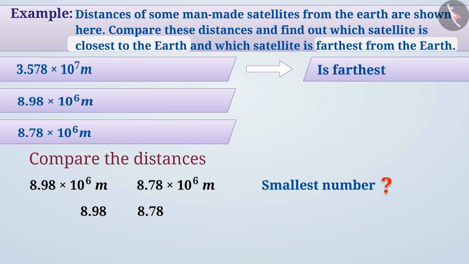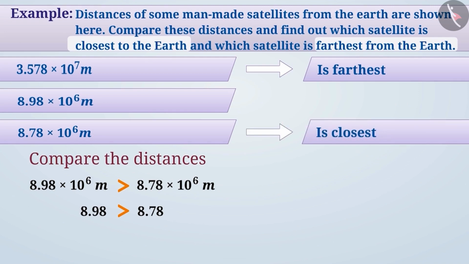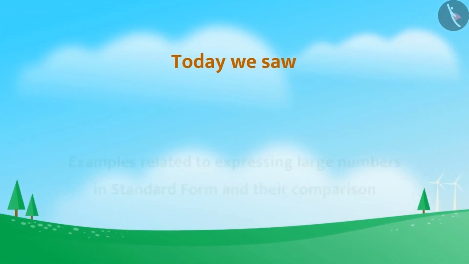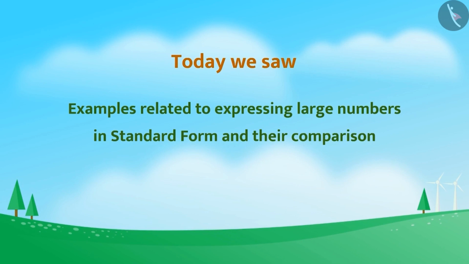Therefore, 8.78 into 10 to the power of 6 meter is smaller than 8.98 into 10 to the power of 6 meter. Therefore, we can say that among all the three satellites, the closest satellite to the Earth is satellite C. Today, we saw examples related to expressing large numbers in standard form and their comparison. In the next video, we will see some misconceptions related to them.